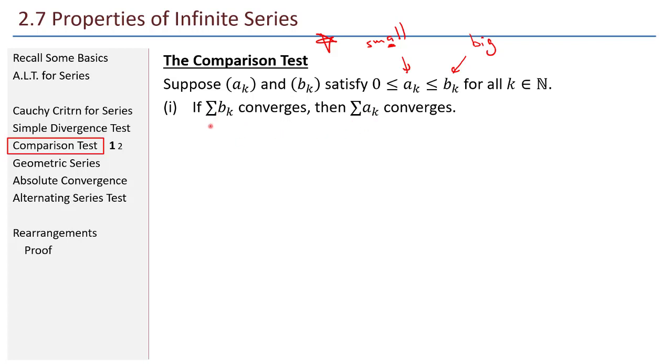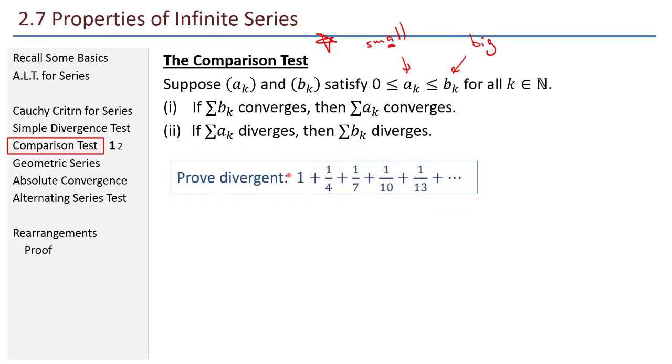And then we have the contrapositive of that. If the small series diverges, then the big series has to diverge as well. So if I add together a bunch of small things, but those small things end up growing and growing and growing without bound, then surely, if I add together things that are bigger than that, then that new series must diverge as well. So that is our comparison test.